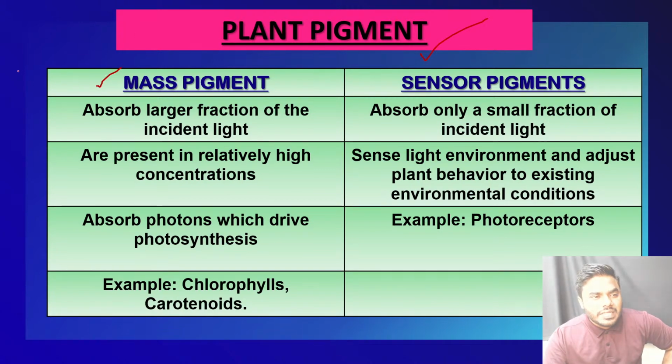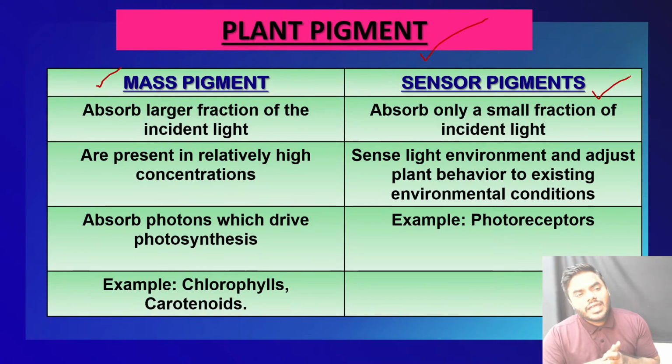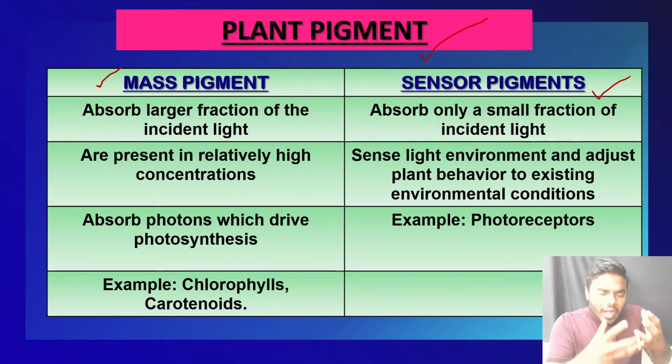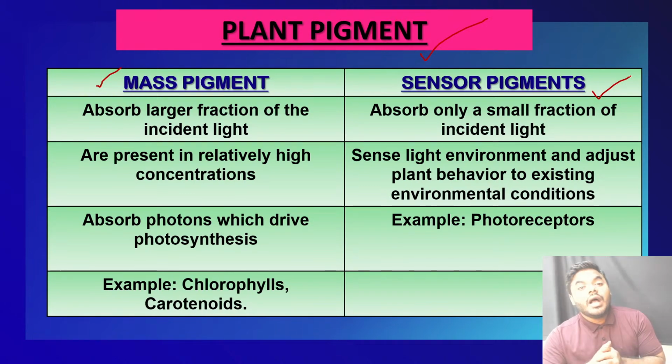The plant pigments are broadly categorized into mass pigments and sensor pigments. Based on what, we categorize the plant pigments into two types? First point, how much amount of the light they are absorbing. Second point, depending on their concentration, whether they are present in the lower concentration or in the higher concentration. Based on this, we have explained it actually.